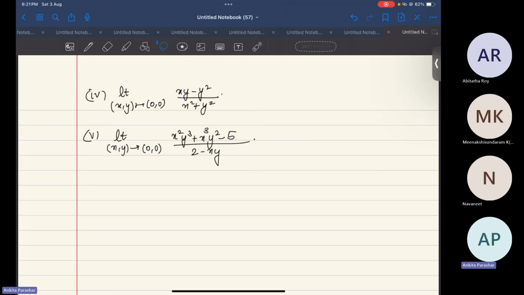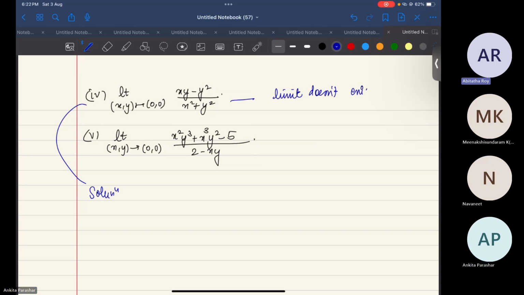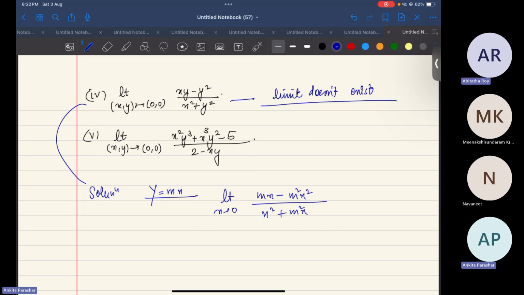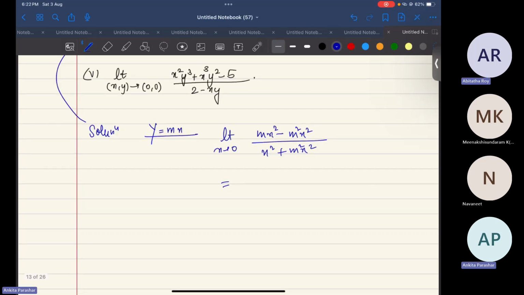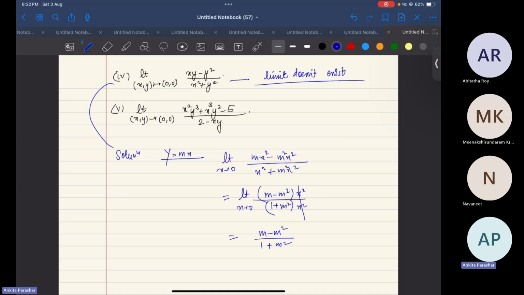So how do you argue? Can you tell the proof also? It does not exist. For this one also we can assume y equal to mx as the path, and after substituting, if we solve, what do you get? The final term would be m minus m square by 1 plus m square. So the limit will vary with whatever path we are choosing. As many m as you choose, as many values you will get. Again, the limit does not exist.